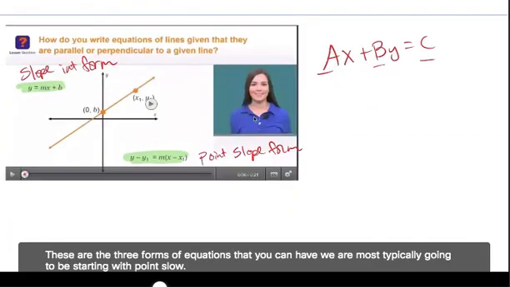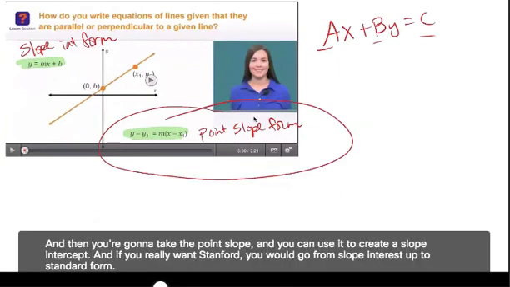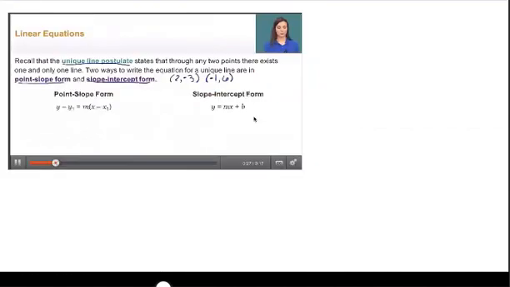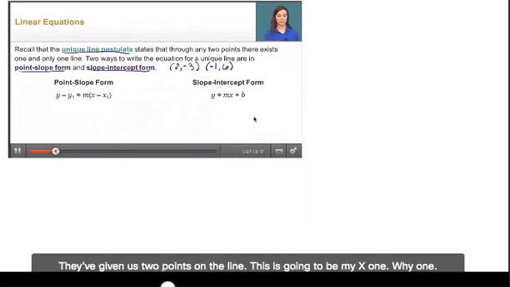These are the three forms of equations that you could have. We are most typically going to be starting with point-slope, and then you take the point-slope and use it to create the slope-intercept, and if you really want standard, you would go from slope-intercept to standard form. So I'm going to demonstrate writing an equation in all three formats with this question. They've given us 2 points, and they want us to write an equation in point-slope and in slope-intercept form. They've given us 2 points on the line.